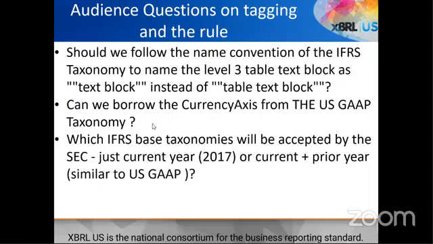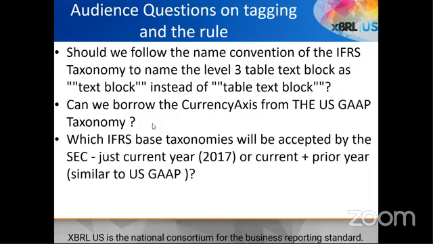Okay, next question. When we talk about another taxonomy being created here, can we borrow the currency axes from the US GAAP taxonomy? Well, this particular one you won't need to, but in general, no, you shouldn't be borrowing axes from the US GAAP taxonomy. If that's all you're doing.